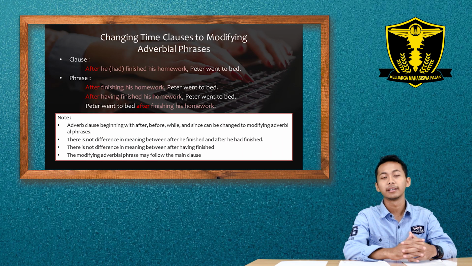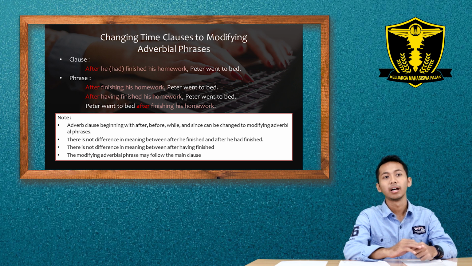Changing a clause to a modifying adverbial phrase. The third clause, before which is: after he had finished his homework, Peter went to bed. Here we have the same subject, Peter or he. So we can remove he here. So: after finishing his homework, Peter went to bed. It's also correct. Or we can change it into: after having finished his homework, Peter went to bed. It's also correct. Or the third option: Peter went to bed after finishing his homework.